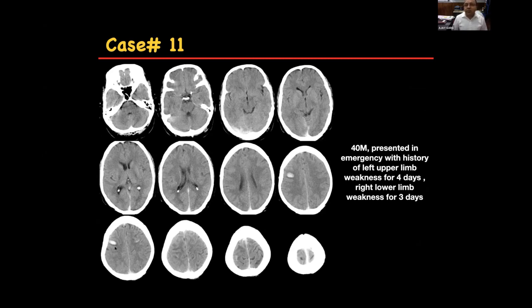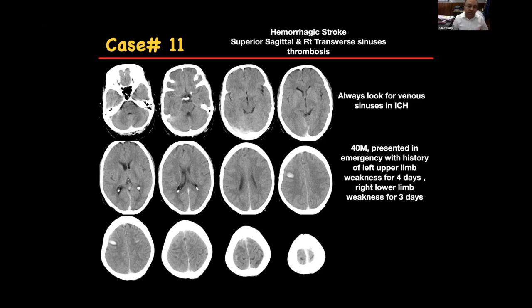What is next? We always look at the sinus density. If you look carefully, this sigmoid sinus looks normal, but if you go proximally, this right transverse sinus is hyperdense. And if you look at the region of the superior sagittal sinus, that is also hyperdense. So sinuses are hyperdense, plus there's a hemorrhage on both sides of the brain. So that is suggestive of superior sagittal and right transverse sinus thrombosis.